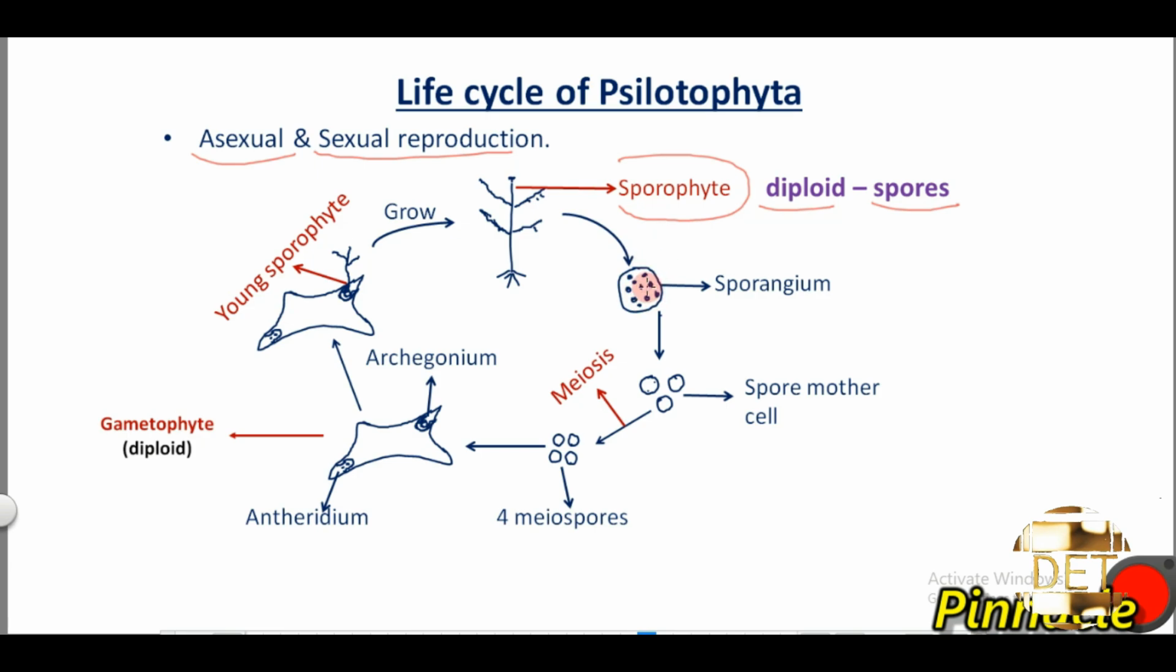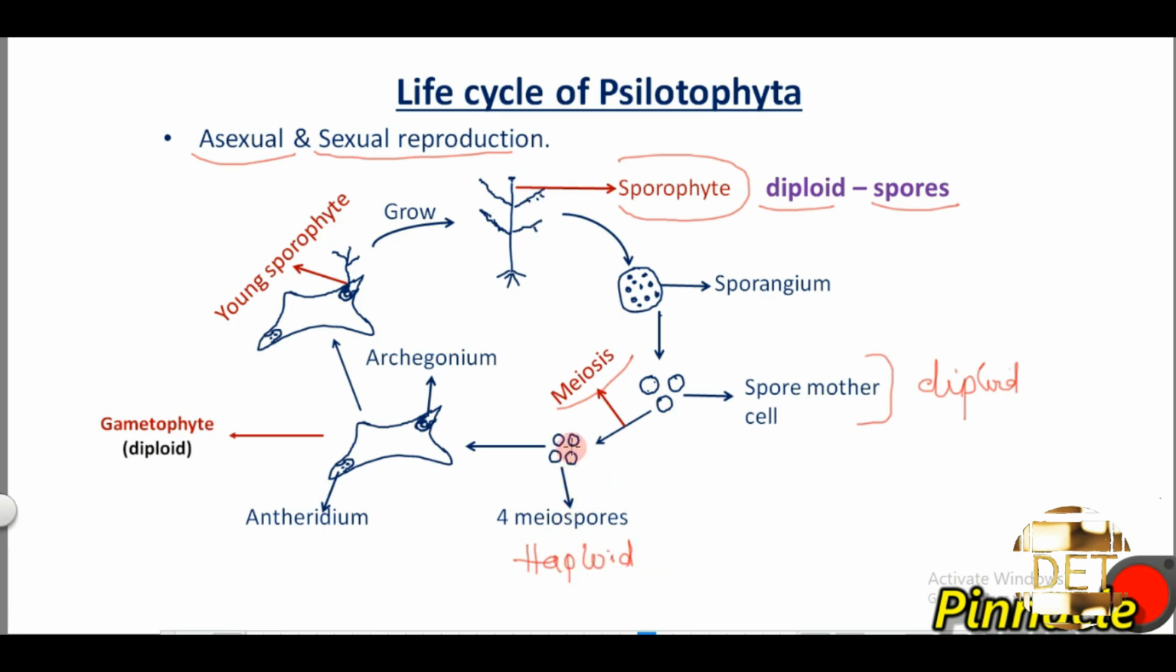Inside this sporangium are the spore mother cells. It contains a lot of spore mother cells. These spore mother cells will undergo a process called meiosis to give you four meiospores, and these four meiospores are haploid in nature. The spore mother cells are diploid in nature, so when they undergo meiosis, the number of chromosomes is halved to form haploid chromosomes, right? So one mother cell will divide to form four meiospores, and they are haploid in nature.